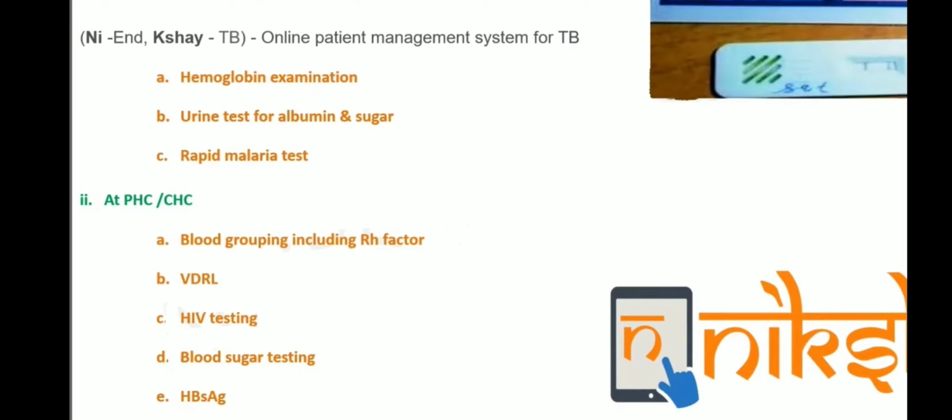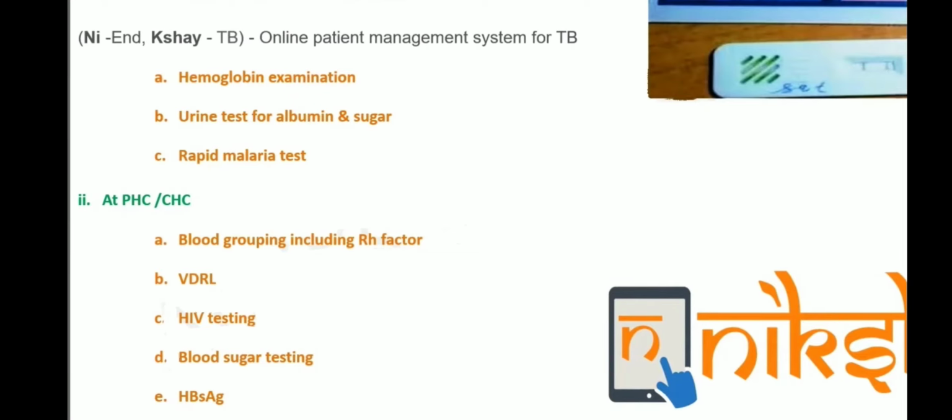In the PHC and CHC, blood grouping including the RH factor has to be done. If there is a difference between the RH factor of the mother and the fetus, it can end up in erythroblastosis fetalis. To prevent such a complication, the RH factor of the mother has to be found out, and the blood grouping has to be done, so that in any emergency, if a blood transfusion is required, prior arrangements can be made.